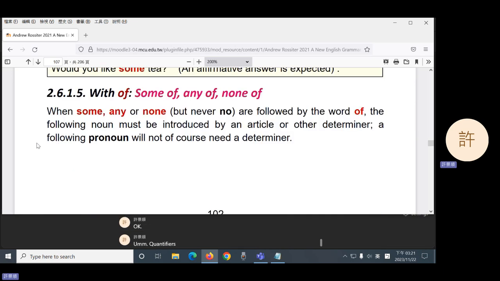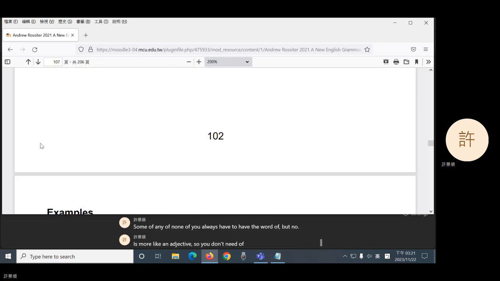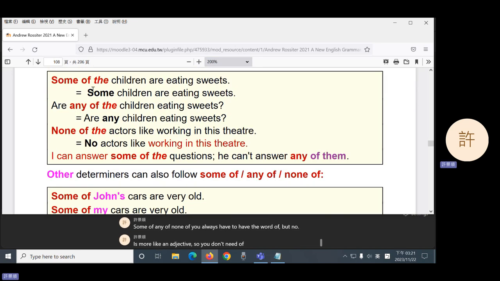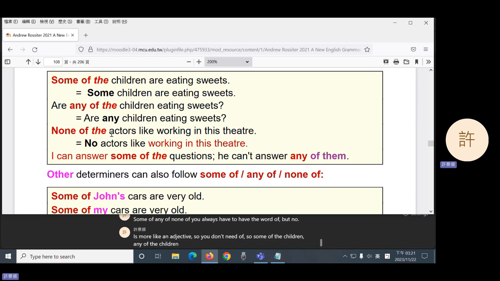Quantifiers before pronouns like them, us, always use the word of. Some of, any of, none of. You always have to have the word of. But no is more like an adjective, so you don't need of. So some of the children, any of the children, none of the children. But no actors, not no of the actors.